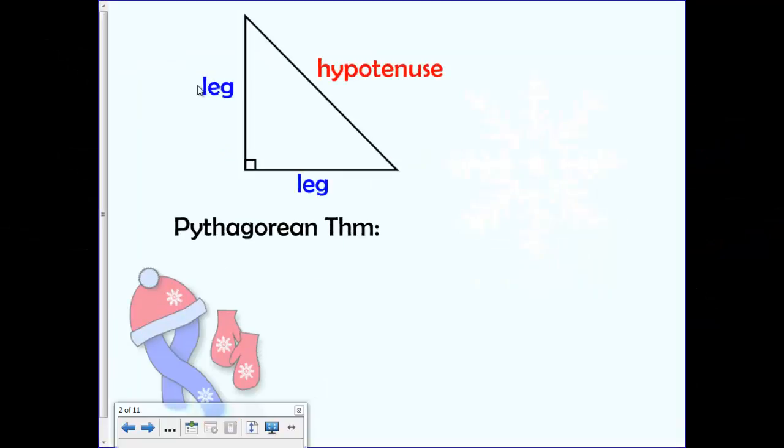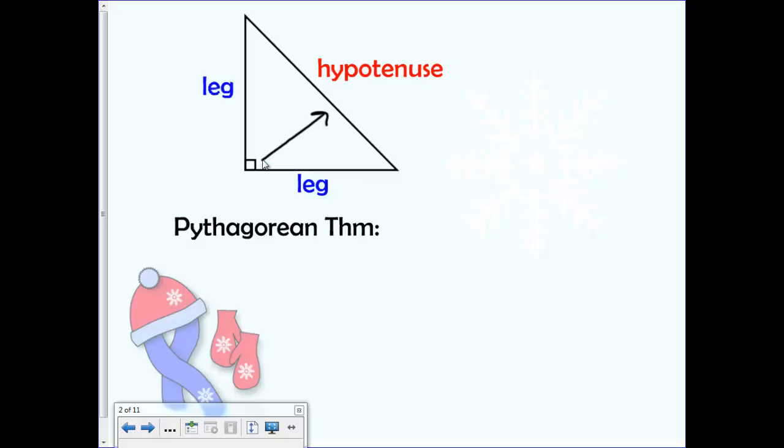Okay, so we have two legs that make your right angle, and the hypotenuse is always, always, always across from the right angle. So in order to find the hypotenuse, you have to have a right angle, and so in order to do Pythagorean theorem, we have to have right triangles. This will only work with the right triangle.